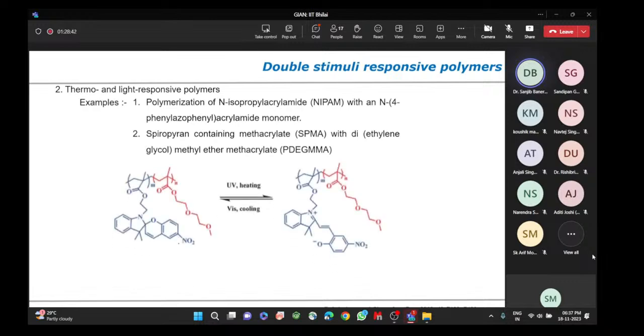Now consider this molecule, where this part is light responsive and this part is UV responsive. So to have dual responsivity, here you have two different polymer chains. You need to make a diblock copolymer, which is difficult to synthesize compared to a homopolymer.